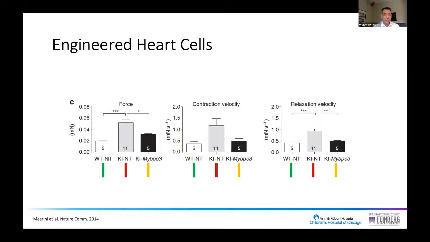So this is true gene therapy, right? This is the idea of identifying a gene that is not functioning correctly, where loss of function is the primary disease mechanism, and replacing it with a new gene that causes successful contraction in the heart.